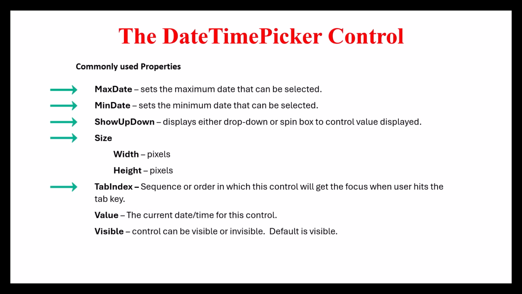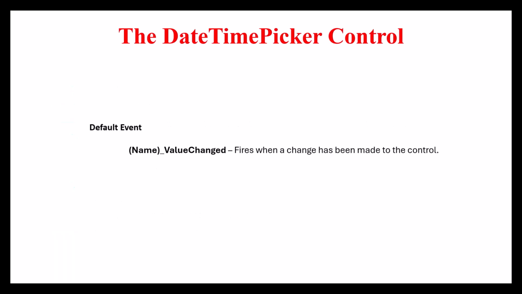The tab index property. The sequence or order in which this control will get the focus when the user hits the tab key. Value. The current date time for this control. Visible. The control can be visible or invisible. The default is visible. The default event is the value change event. It fires when a change is made to the control. Let's see all this in action.